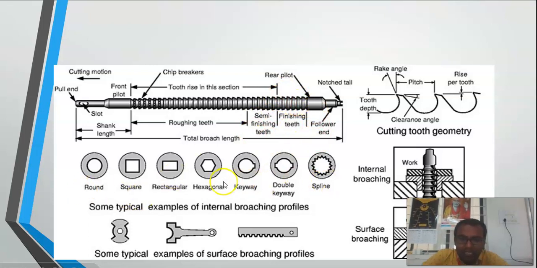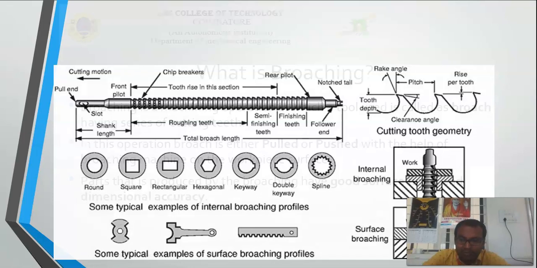This figure indicates that there are different types of broach available. It can be round type, square type, rectangular type, or hexagonal type. If we want to make a keyway with the help of the broach, we can do that, and we can also make a double keyway, and spline-like surfaces with different types of broaches. These are some typical examples of the internal broaching profiles we can produce, and we can also produce external surface broaching profiles, as shown in the figure.